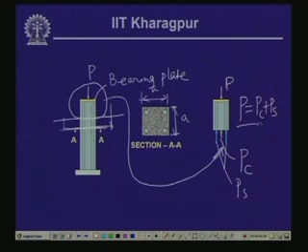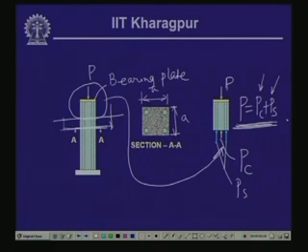Now, as you can see here, we have two unknown parameters, PC and PS, and we have only one equilibrium equation. Hence, the two unknowns from one equation cannot be evaluated, and we need an additional criterion or additional condition, which we call the compatibility criterion.